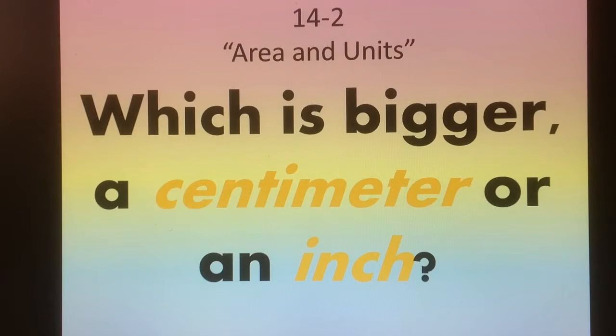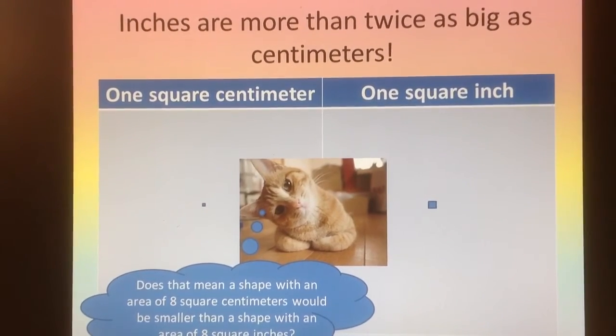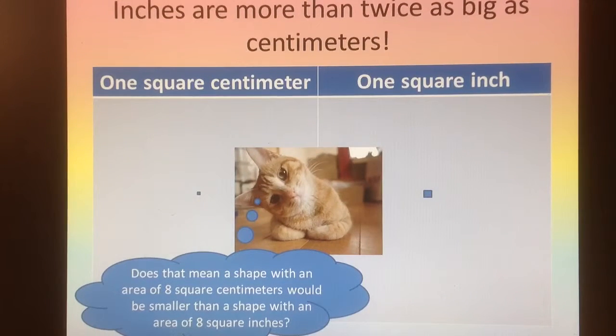Which is bigger, a centimeter or an inch? My students knew an inch is bigger than a centimeter. So on your screen these are no longer accurate, but on my big screen in the classroom, the little blue square on the left is 1 square centimeter, and the bigger blue square on the right is 1 square inch. The kiddies wondered, does that mean a shape with an area of 8 square centimeters would be smaller than a shape with an area of 8 square inches? Yes, it does. Centimeters are less than half the size of inches.